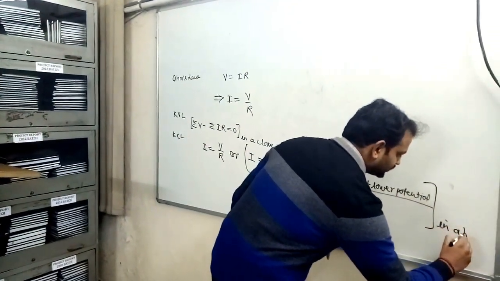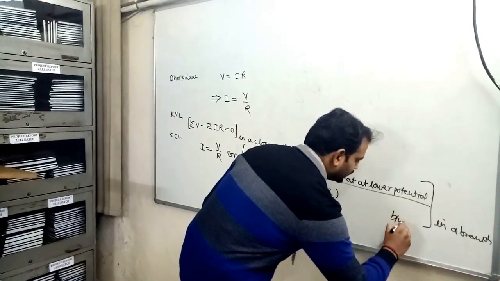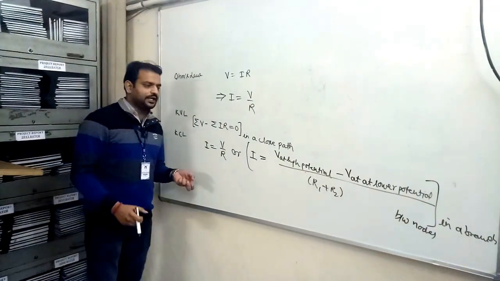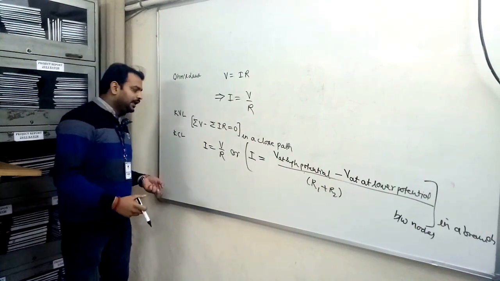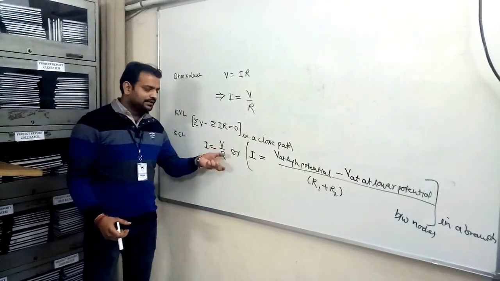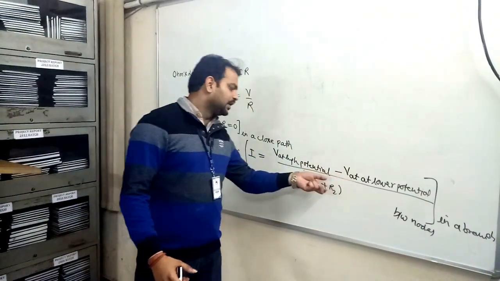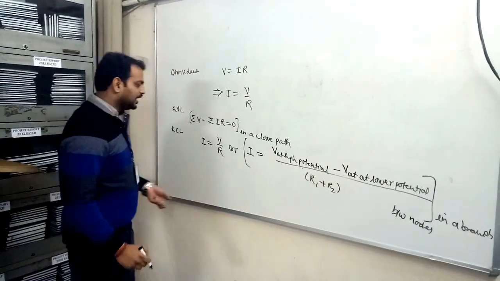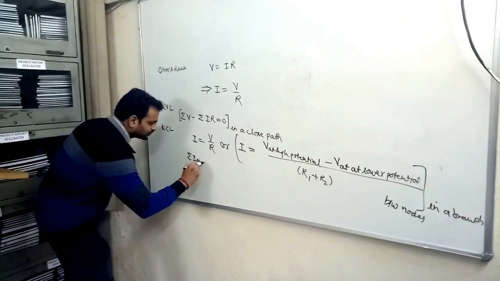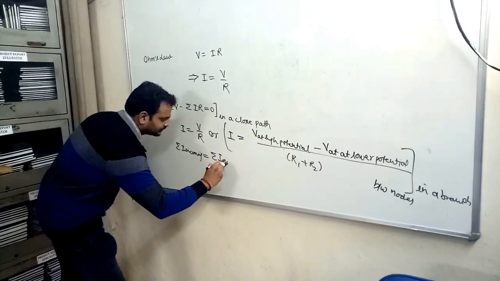in a branch between nodes. Meaning we have two nodes, let us say A and B. We will apply Kirchhoff's current law. I is equal to V by R, that will be I is equal to V at higher potential minus V at lower potential upon resistance. And finally, we apply: all incoming current is equal to all outgoing current.